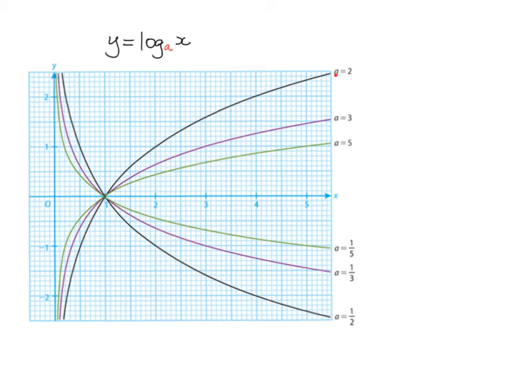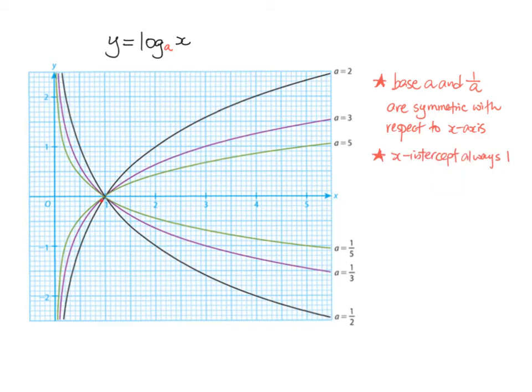When I go from base a equals 2 to base equals 1 over 2, these are symmetric to each other. Likewise, if I go from 1 over 2 to 1 over 3, it will become less steep. And this one is actually symmetric to this with respect to the x-axis. So this is something that we must remember.